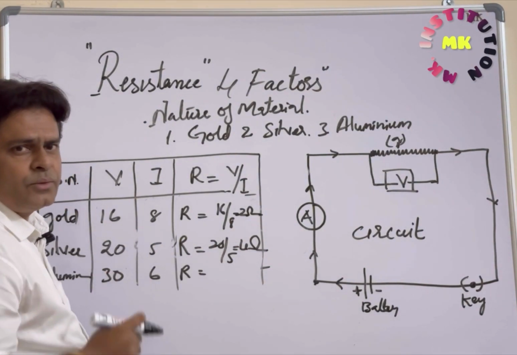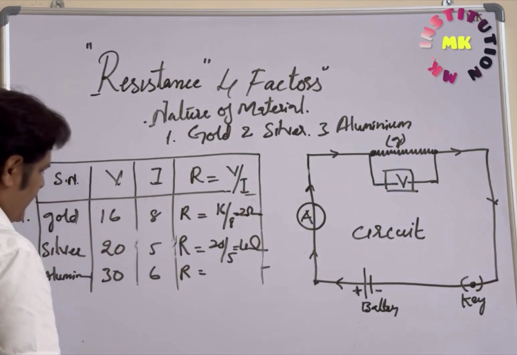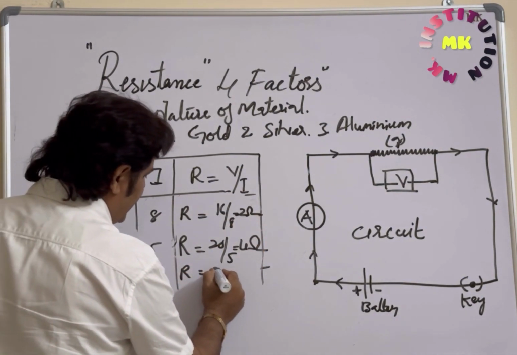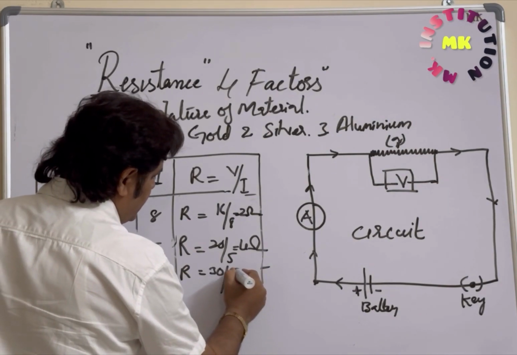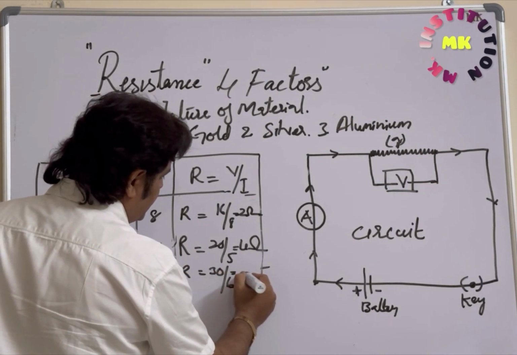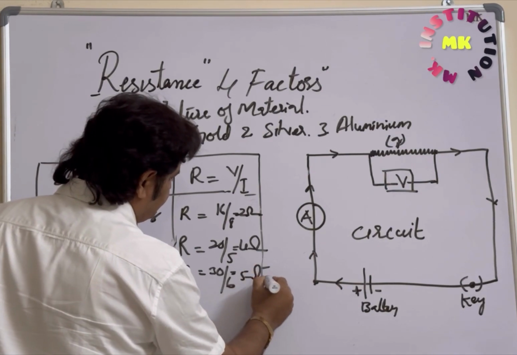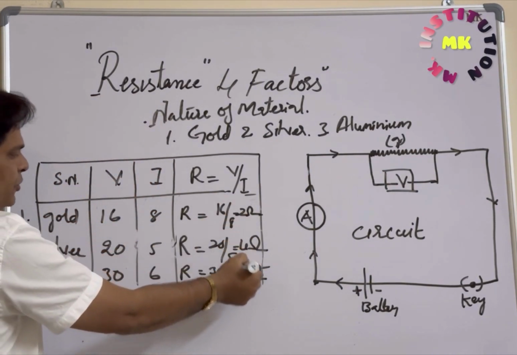You can do easily here. Okay, this is only to understand the concept here. So 30. Then what you're getting here? To find out the resistance, 30 by 6. Then what you're getting here? 5 ohms. Clear? 2, 4, 5.